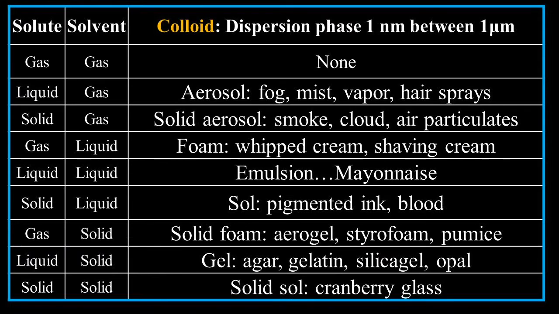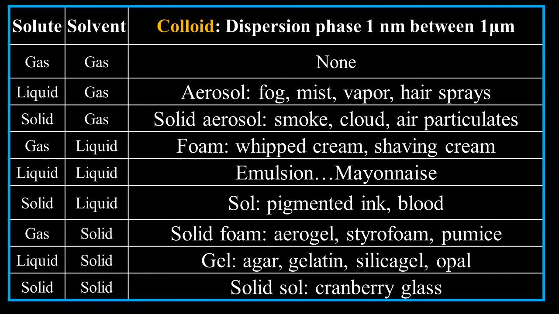Here are colloids, and we have the various types. We have gas in gas, none; liquid in gas, we have aerosol; solid in gas, or solid aerosol; gas in liquid, foam; liquid in liquid, emulsion such as mayonnaise. Solid in liquid would be pigmented ink or blood. A gas in a solid would be solid foam. Liquid in a solid would be a gel, and a solid in a solid would be a solid sol.